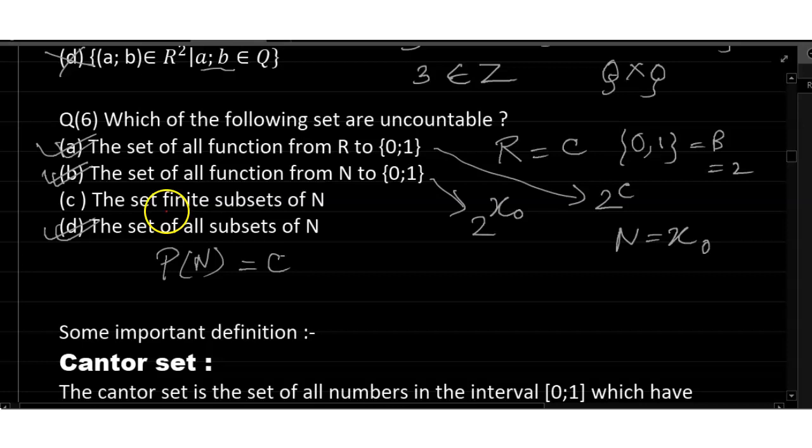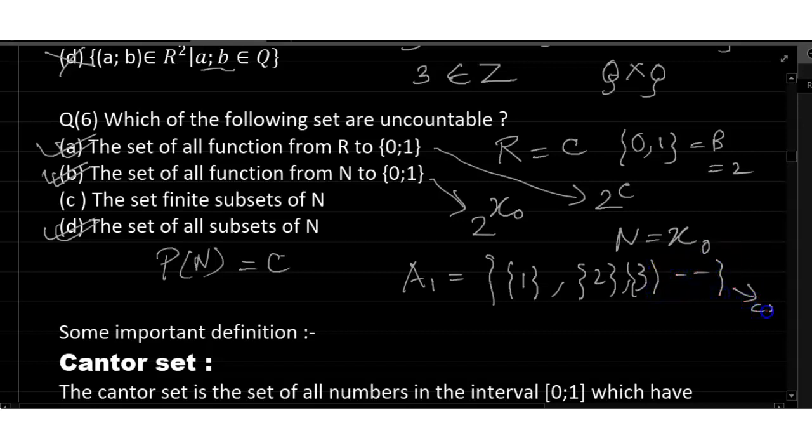The set of finite subsets of N. This question is very simple. A1 equals {1}, then {1, 2}, then {1, 2, 3}, etc. It is countable, because the set of all finite subsets of N.